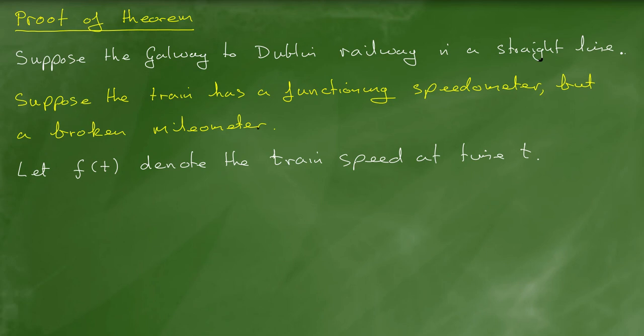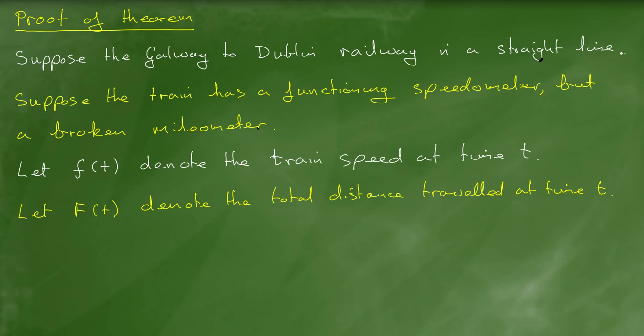Let little f of t, lowercase f of t, denote the train speed at time t. So when we're in Galway, I suppose time is zero, and then whatever the time is when it arrives in Dublin, you know, 2 or 3 hours later. So let f of t denote the train speed at time t. And let capital F of t denote the total distance travelled at time t. So lowercase f of t, the train driver can read off the speedometer. But capital F of t, the total distance travelled, can't be read because the mileometer is broken.